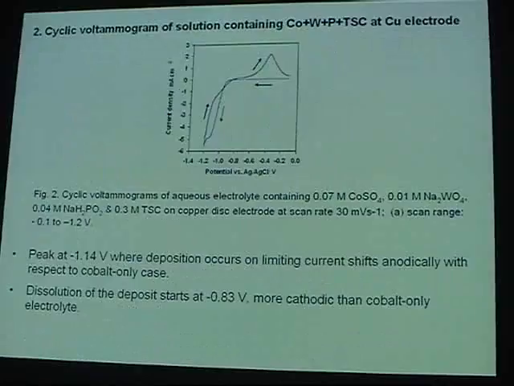And this is a cyclic voltammogram of a solution which contains cobalt, tungsten, and phosphorus. Around this potential the reduction of the species started, and we also got a limiting current over here. On the reverse scan, the deposit field around this potential. It is more cathodic than the cobalt only solution.